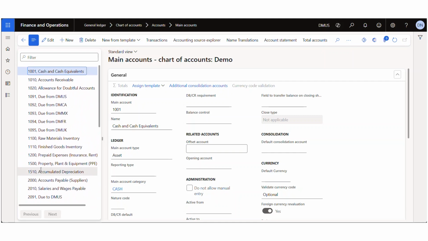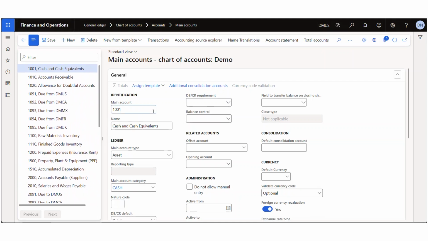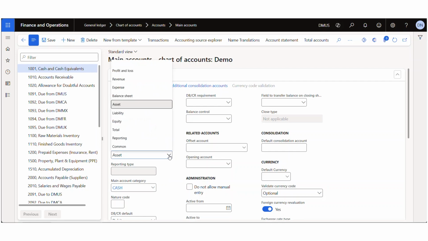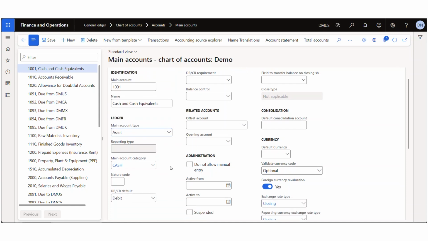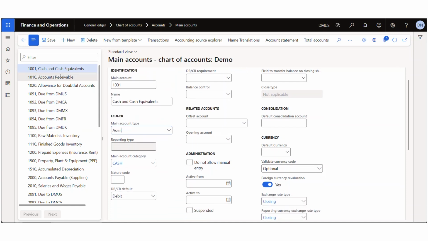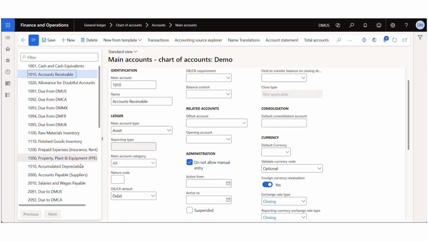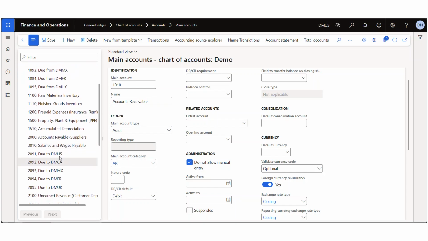Less is more. With main accounts, you have types of main accounts as well. So on the P&L side, on the profit and loss side, you've got expenses, you've got revenue, you've also got balance sheet accounts, things like assets, liabilities, you've got equity, etc. We've also got main account categories, which give you a further way to categorize your main accounts. These inherently help with financial reporting at the end of the day.